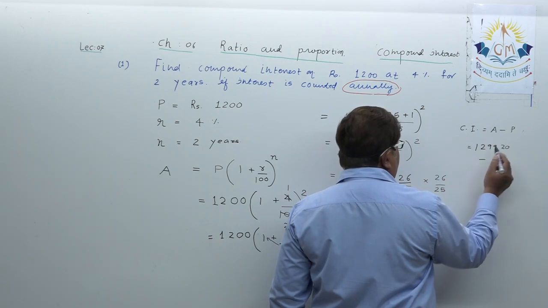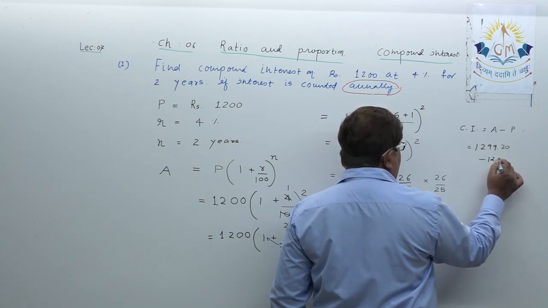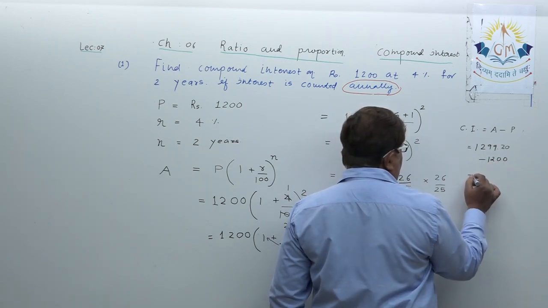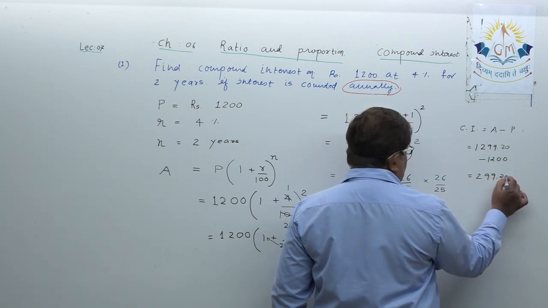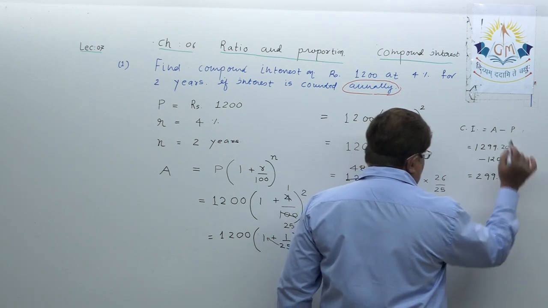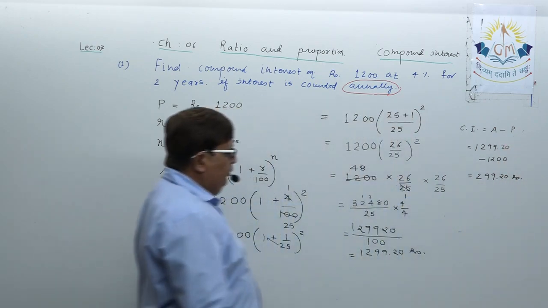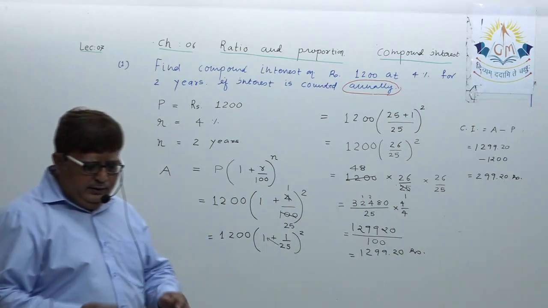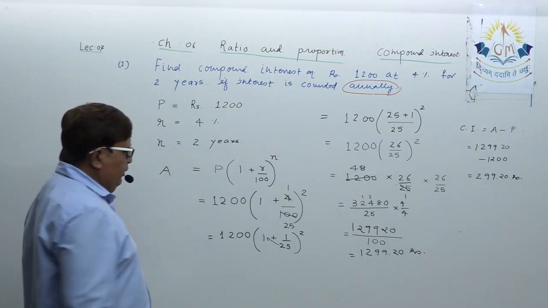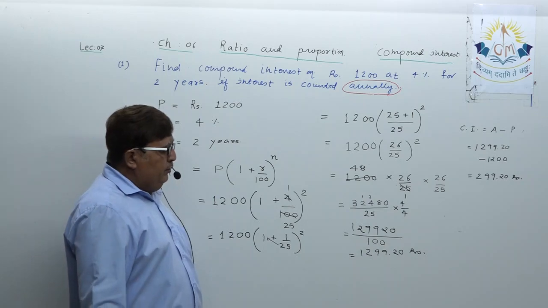1299.20 minus what is P? 1200. So my dear student, 299.20 is the compound interest. Okay, first you look at the sum before we solve one another example for you.